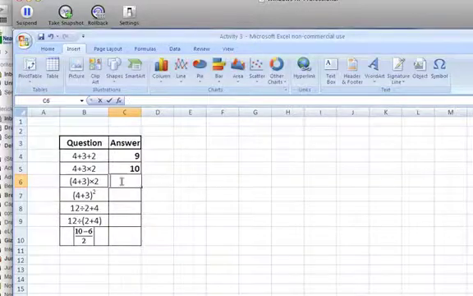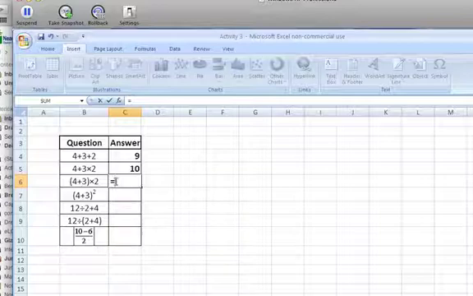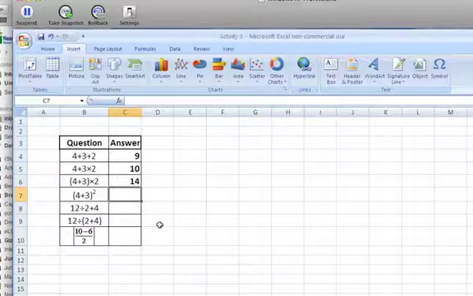So to do this operation, we have to do the work in the bracket. So this is going to be 4 plus 3, which is 7, times 2. Now, we have to put brackets around the 4 plus 3 to tell the computer that's the operation we want to do first. And times 2 is 14. So 7 times 2 is 14.